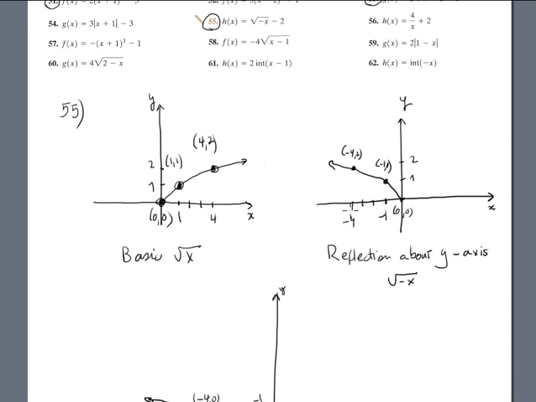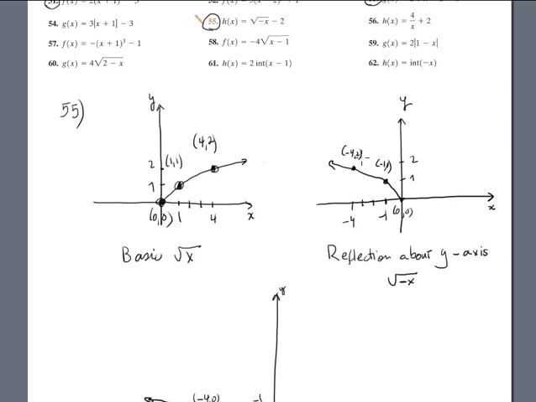Now reflection about the y-axis. When the negative is inside the parentheses or inside the grouping symbol, it is reflection about the y-axis. The reflection is easy because the only thing you should do is change the sign of, in this case, the first component. Suppose this point is 1, 1, now it's negative 1, 1. And this is 4, 2, it's negative 4, 2.